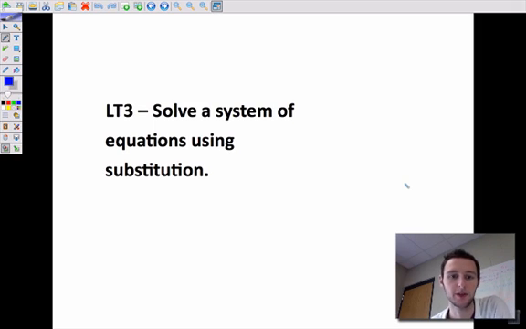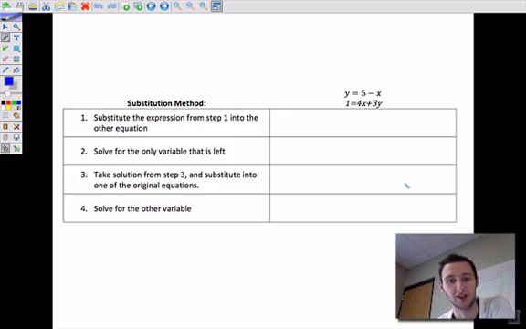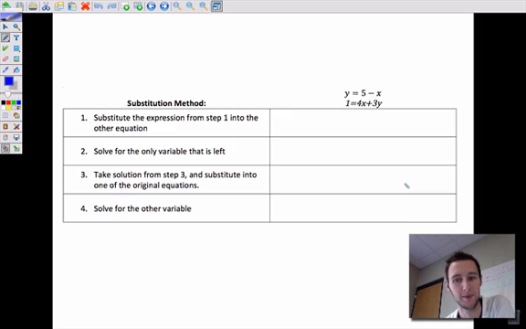Okay, here is your video for Learning Target 3, Solve a System of Equations Using Substitution. So in previous learning targets, we've worked with solving a system of equations by graphing, and now we're going to do it just algebraically. And the first way to do that is the substitution method.